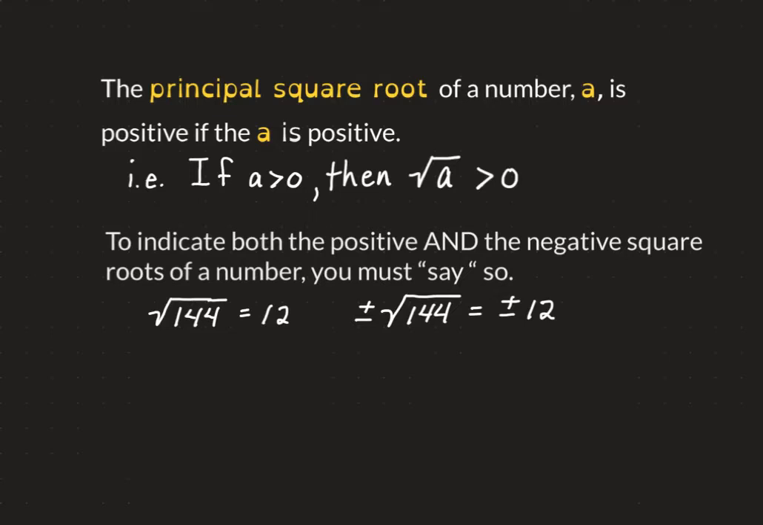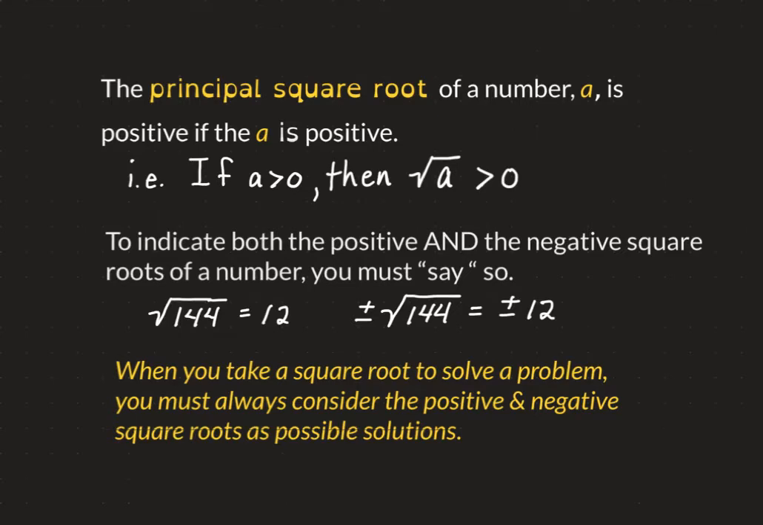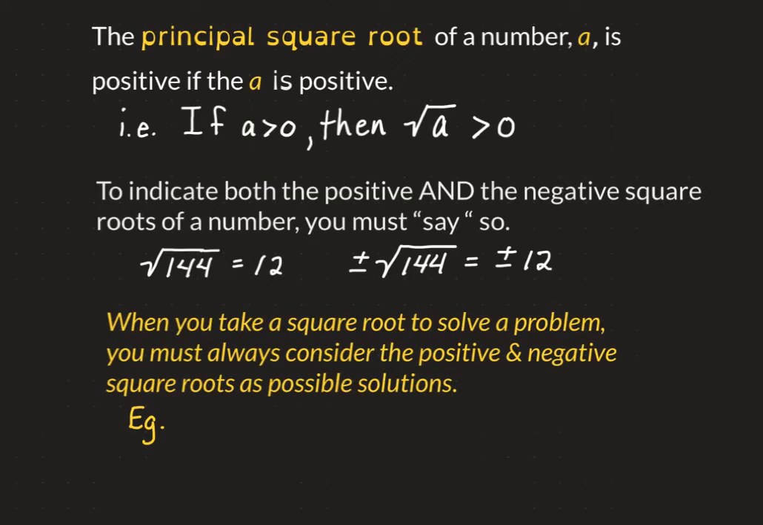Please note that what we're talking about here is what is written on the page, or what you present to someone when you say, here, please take this square root. If you want positive and negative, you need to indicate it in that case. Please be aware that we're only talking about setting up a problem to communicate with. When you take a square root to solve a problem, you must always consider the positive and negative square roots as possible solutions. For example, x squared equals 36.